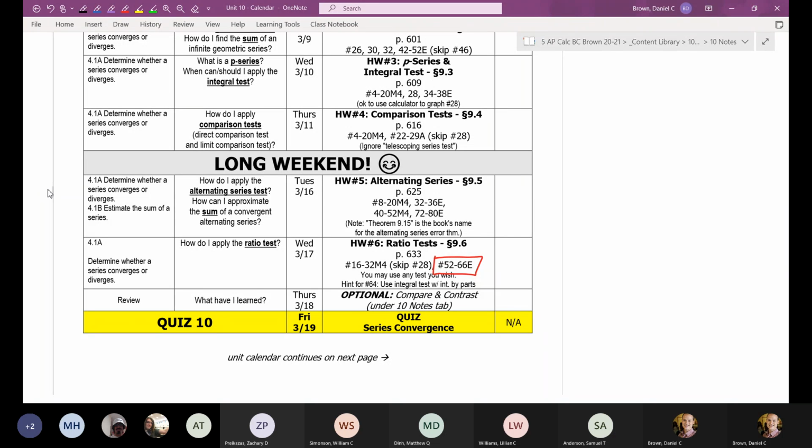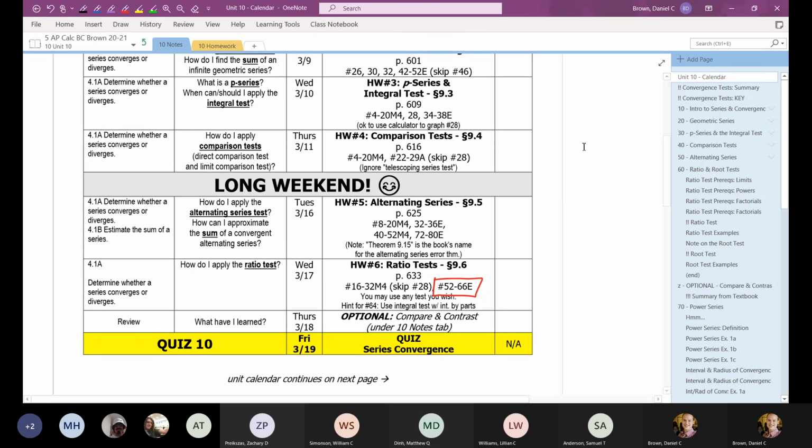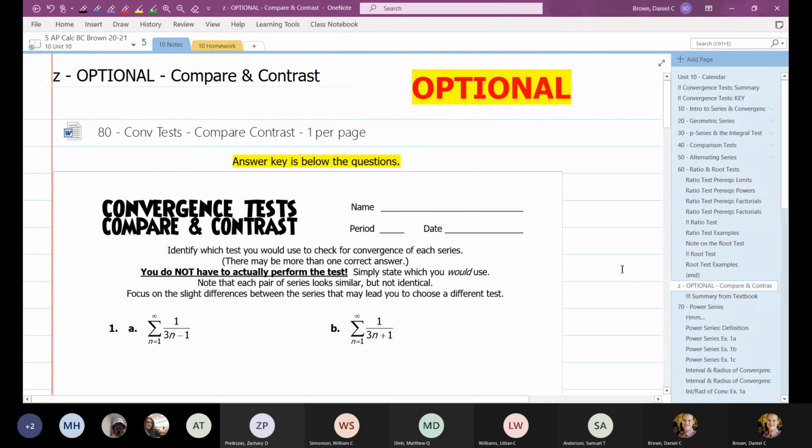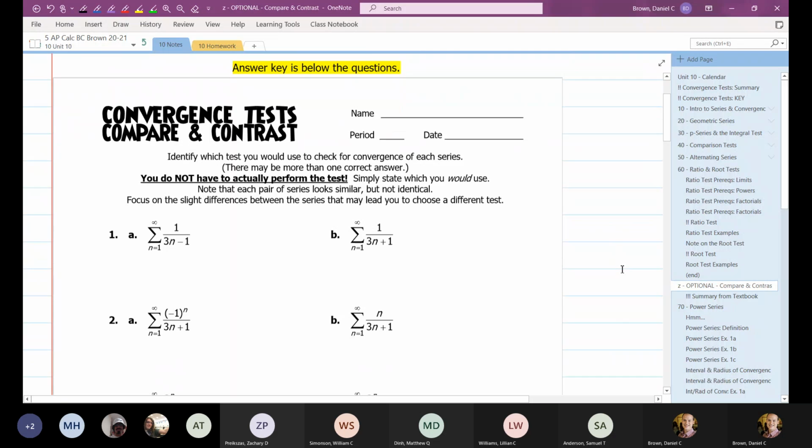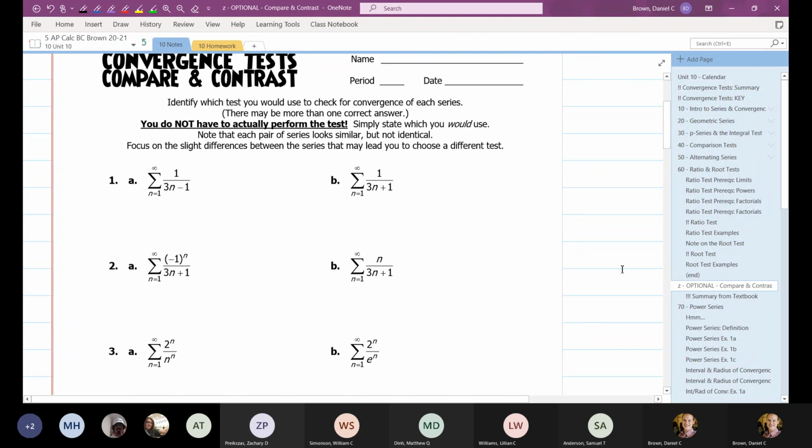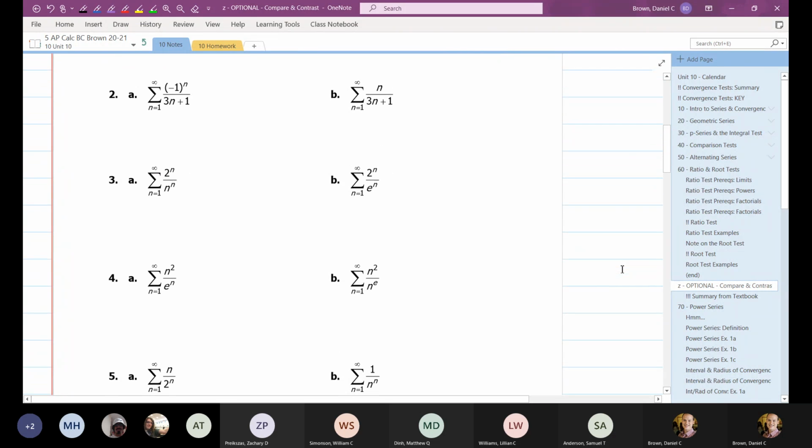Tomorrow is going to be a work day, so I just want you to come to class with a whole lot of questions, or just be ready to work and finish all of your homework. There are a lot of things you have this unit to practice with. If you finish the homework or you're looking for stuff to study with, at the end of your notes from this first part, I have a compare and contrast where I give you a bunch of series, and you look at each series and try to figure out what test you might use to justify its convergence.